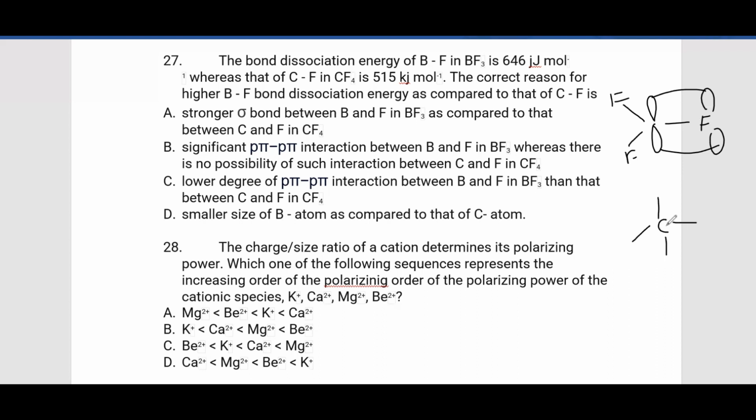because carbon doesn't have any vacant p orbitals, because carbon's valency is tetravalency and 4 fluorine atoms are there, so 4 bond pairs are there, so there are no vacant p orbitals, and so there is no p pi interaction in CF4. So our correct answer is significant p pi interaction between boron and fluorine in BF3, whereas there is no possibility of such interaction between carbon and fluorine in CF4.